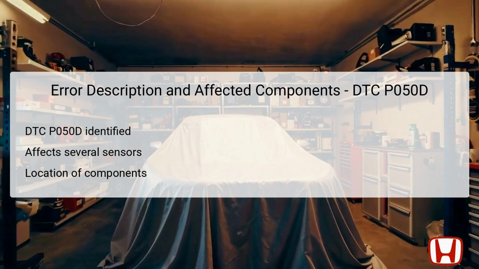The ECT sensor is generally located near the engine block, measuring the temperature of the coolant, while the MAF sensor is situated along the intake air duct, converting airflow into a signal for the PCM. The IAT sensor is typically positioned inside the air cleaner housing, where it measures the temperature of the incoming air. A malfunction in any of these components can prompt the DTC P050D alert, leading to performance issues.